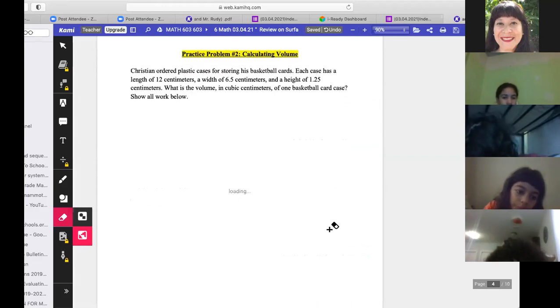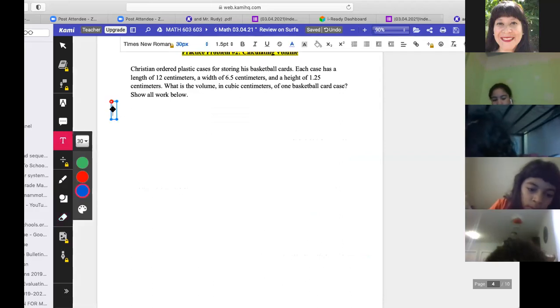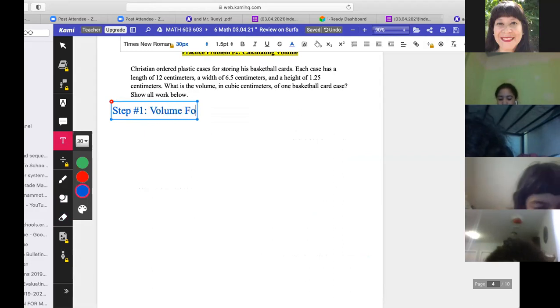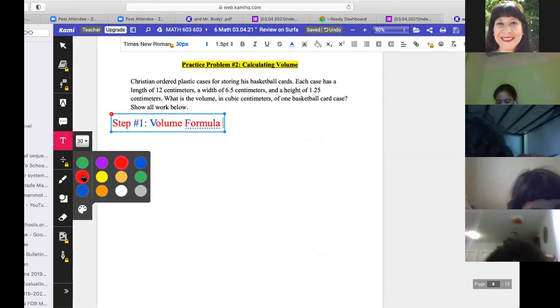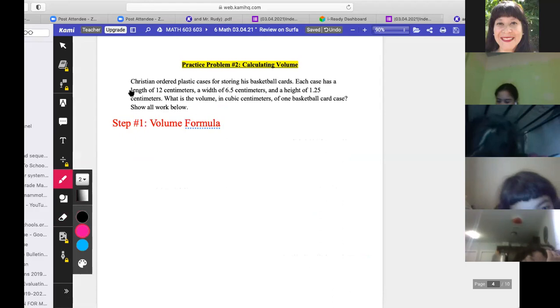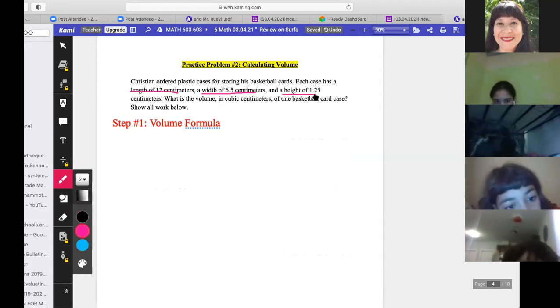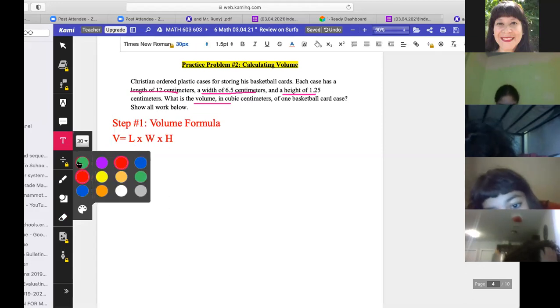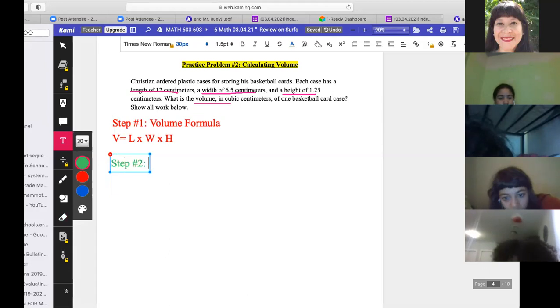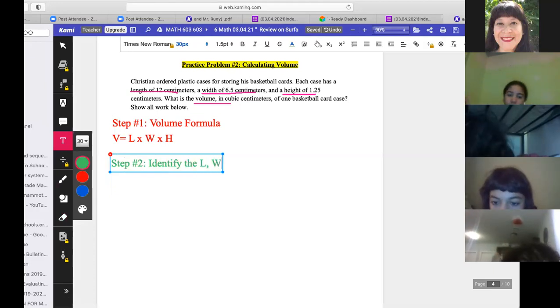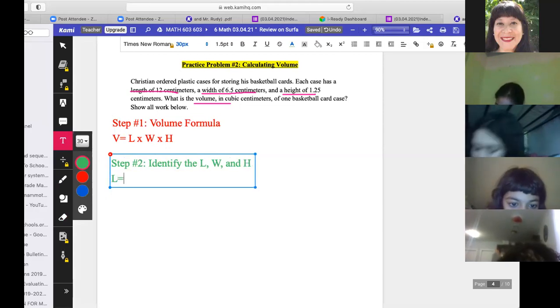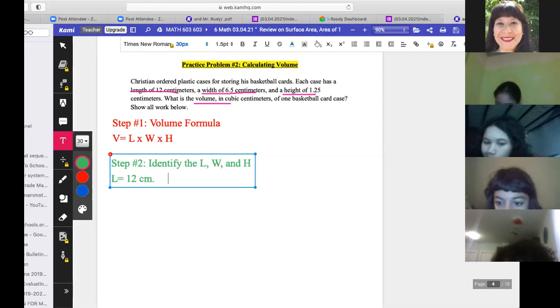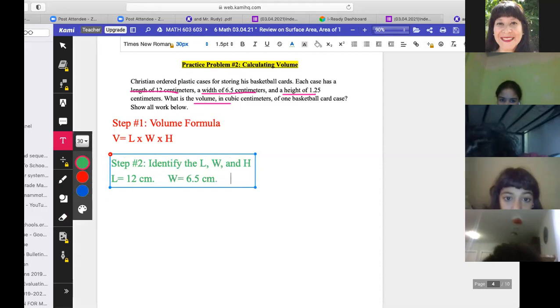Problem 2, Kalani, who's got this? Caleb. Caleb, what do we got, bud? This is for you. Okay. Step 1, we're going to put the volume formula. Which step are we going to do first? I'm writing what you say, sir. Step 1, you will put the volume formula with V equals L times W times H. And step 2 is going to be the length times width and height, and the length is 12 centimeters, the width is 6.5 centimeters, and the height is 1.25 centimeters.